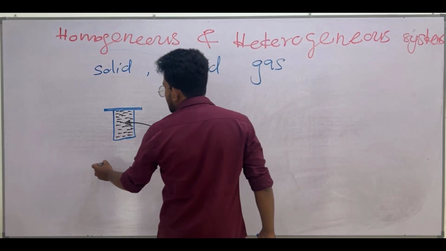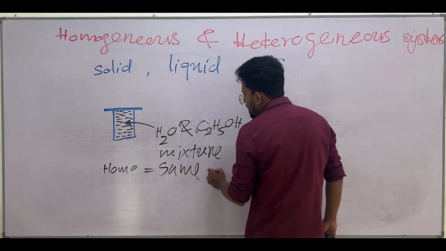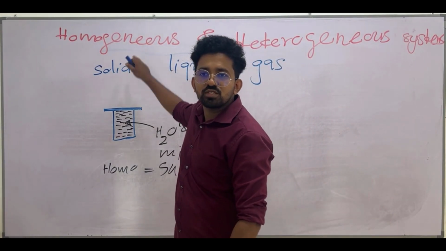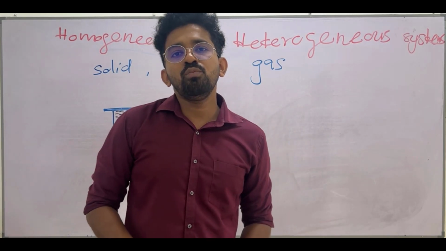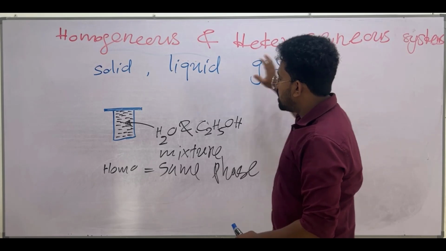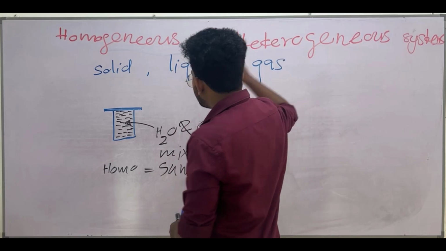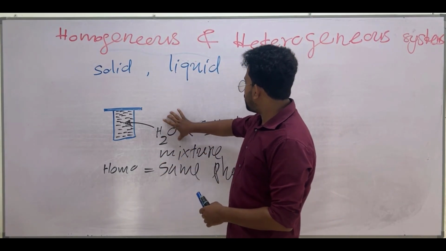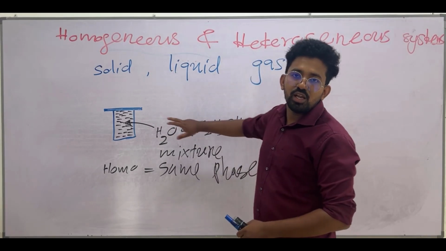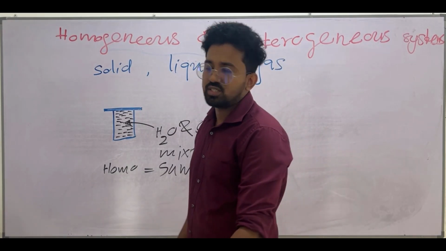Homo means same, and same phase means homogeneous. Homogeneous systems mean same phase systems. It's like a water-ethanol mixture. Water is a liquid, ethanol is a liquid. Inside that system, we call it a homogeneous system.